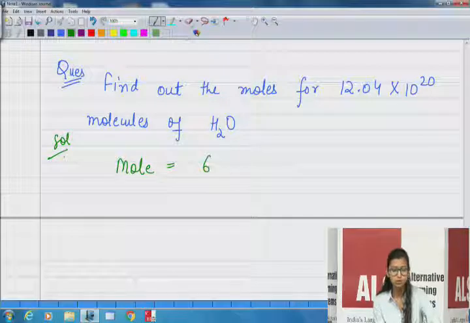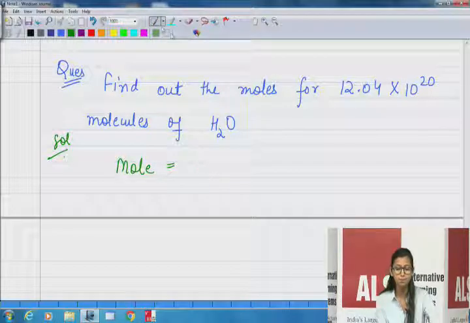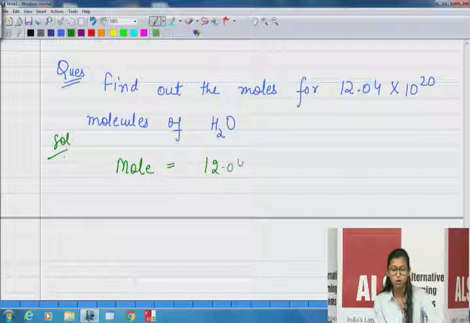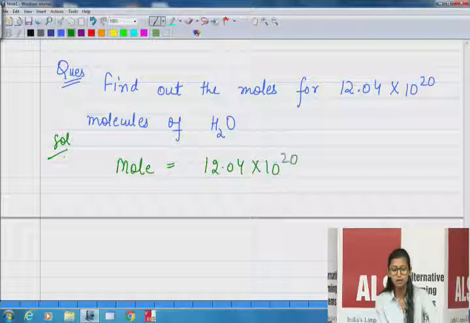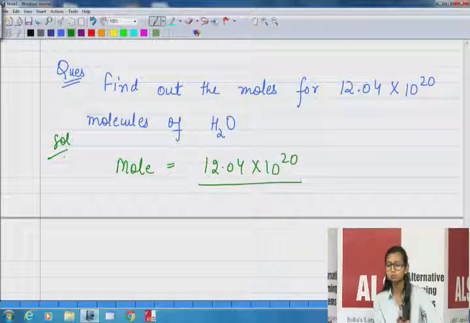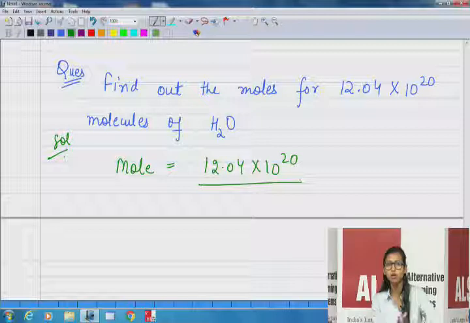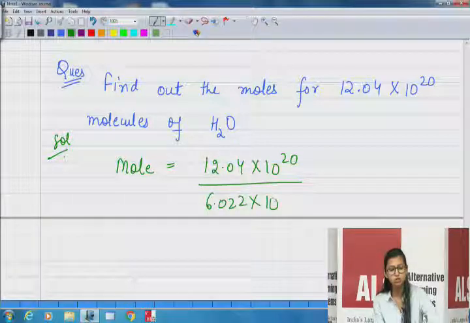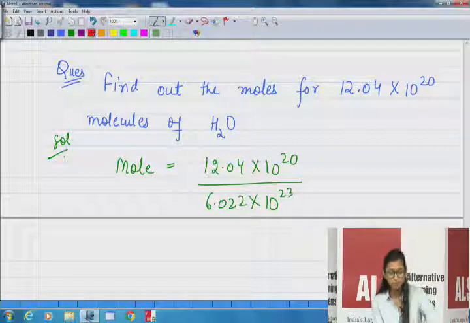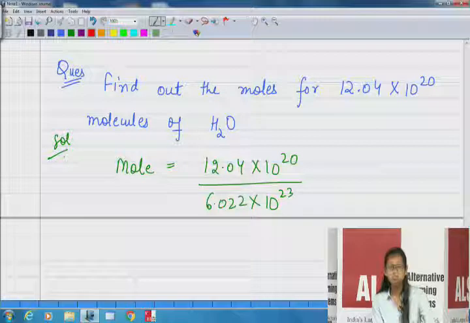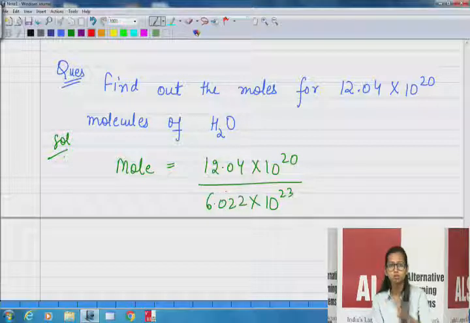So the given number of entities is 12.04 times 10 to the power 20. I just played some trick with this number, okay? Instead of giving 23 or anything, I have written 20 here. So below it you have to write 0.22 times Avogadro's number, which is 10 to the power 23. Now everyone, many times when you see this type of thing, try to cancel it out, okay? Don't go for the complete calculation. No need to do that.